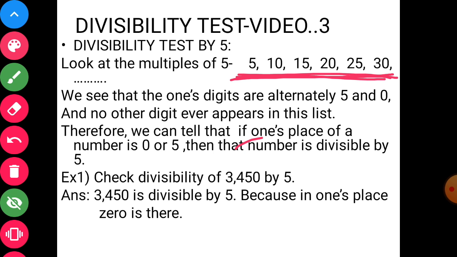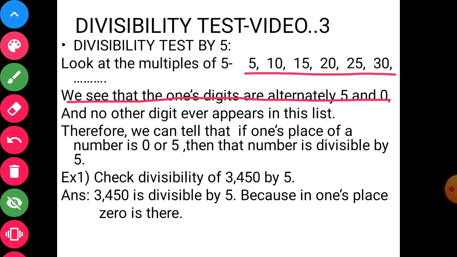Now with this knowledge you have to find the divisibility test, right? Now if you see the ones place of all these numbers, here it is either 5 or 0, either 5, 0, 5, 0. That only I have written here. We see that the ones place digits are alternately 5 and 0.